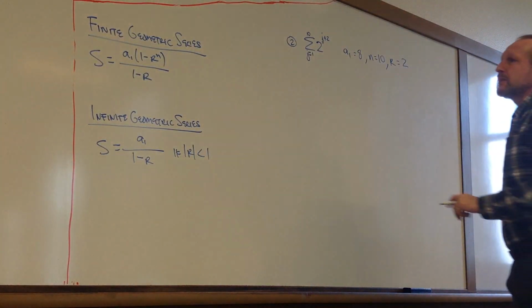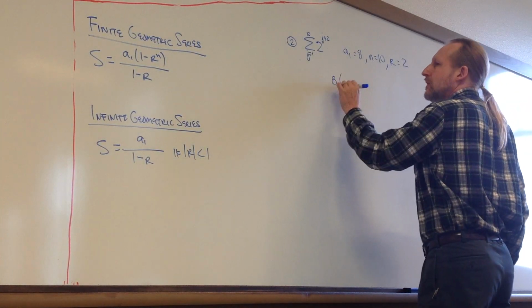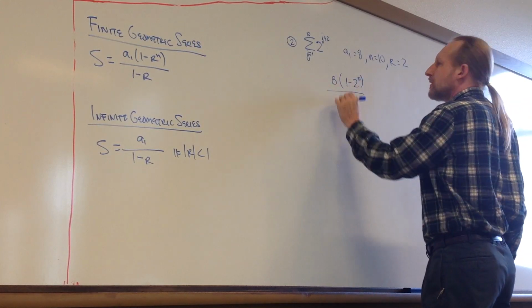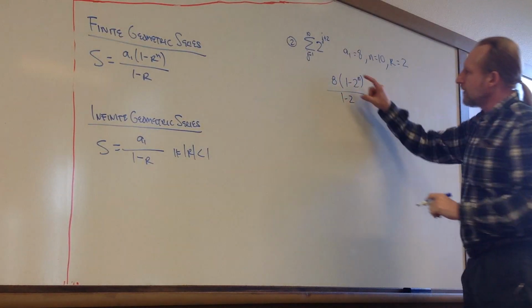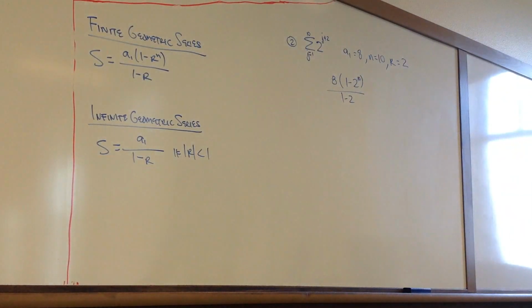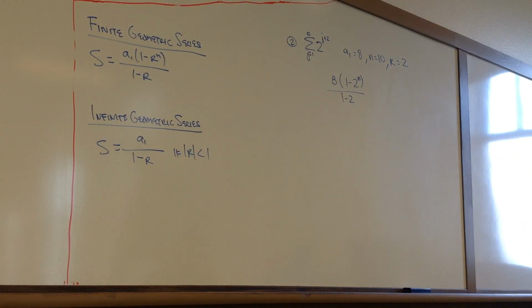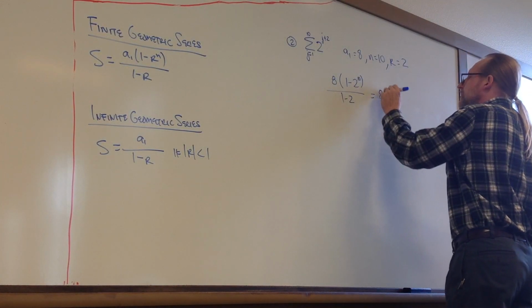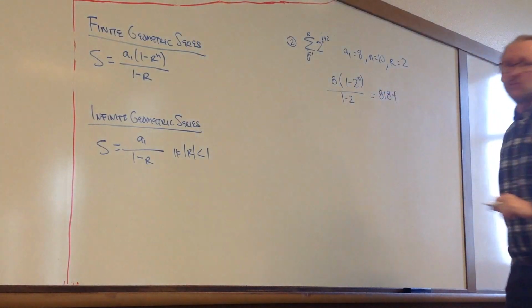Okay, so now we can make this calculation. This will be 8 times 1 minus 2 to the 10th divided by 1 minus 2. And notice that these both come out negative, and so our final answer should turn out to be positive. And so if we calculate this, it works out to be positive 8,184.